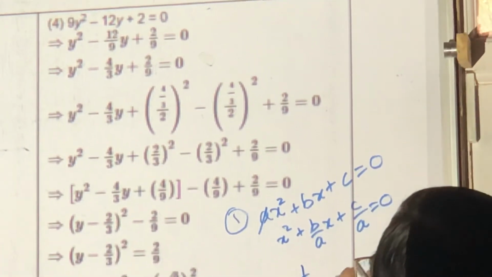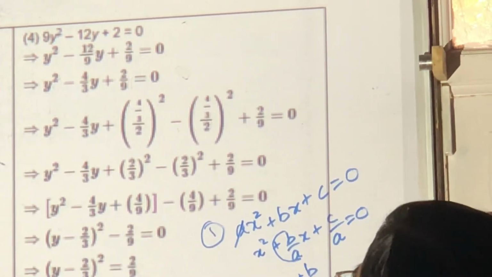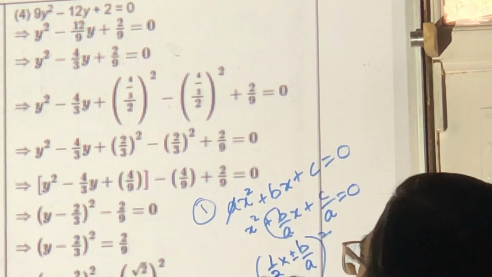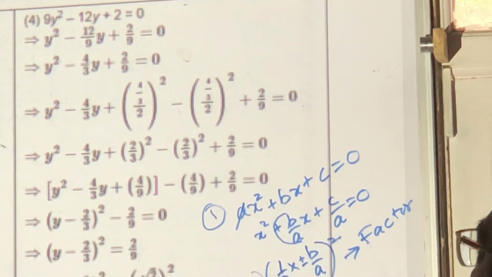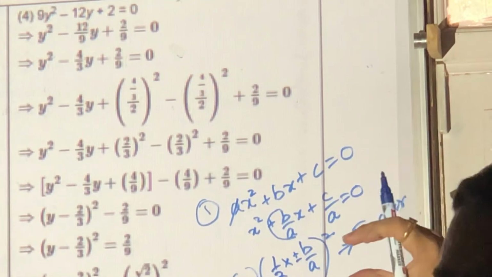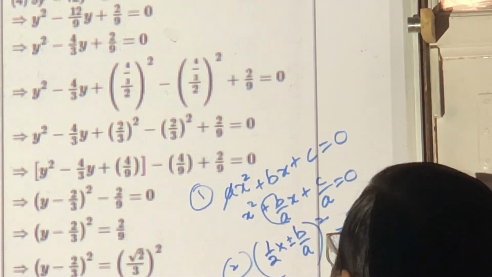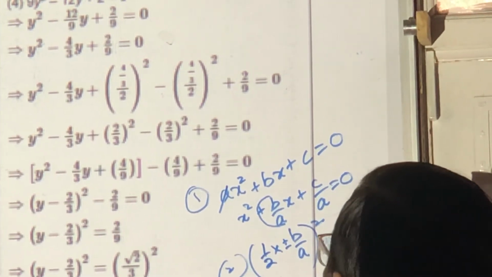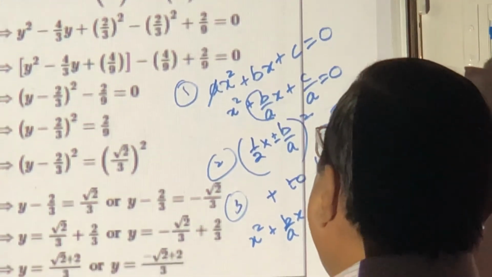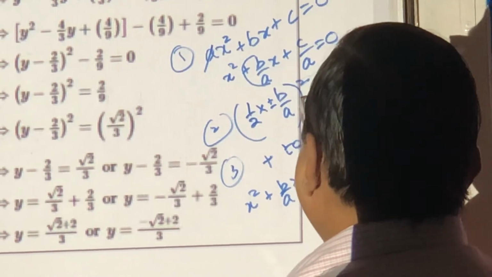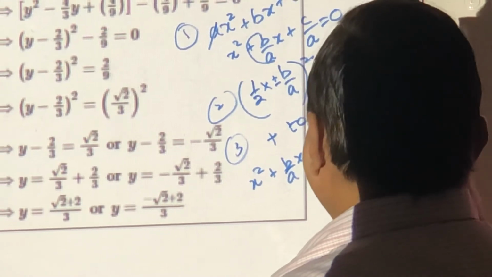Second, take half of the middle coefficient with its sign and square it. This is called the factor. Find the factor, half multiplied by the middle coefficient. Third step, add to both sides. x square plus b upon a x plus half b upon a the whole square is equal to c upon a plus half b upon a the whole square.